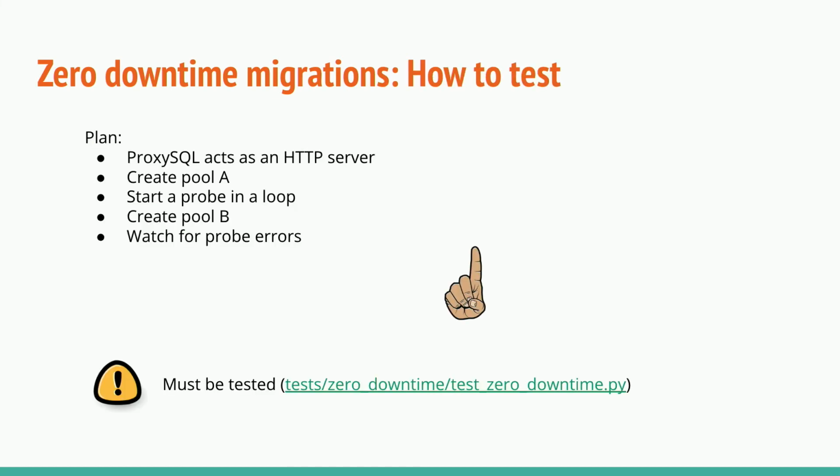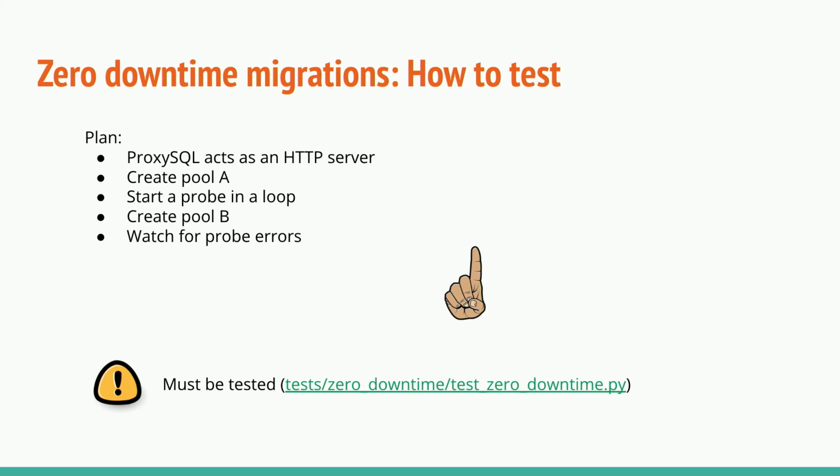Now, how to test this? How to ensure that it really works? It's really not impacting the user traffic. So the idea is following. We create ProxySQL pool. Then we start using it. While we use it, we create a replacement. And after everything is done, after migration is done, we check the log of this external monitor and see if there were any errors.